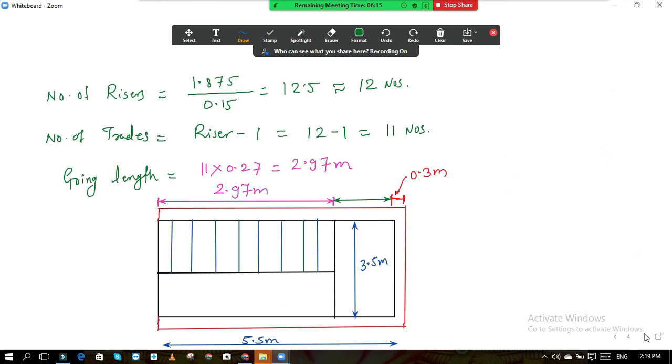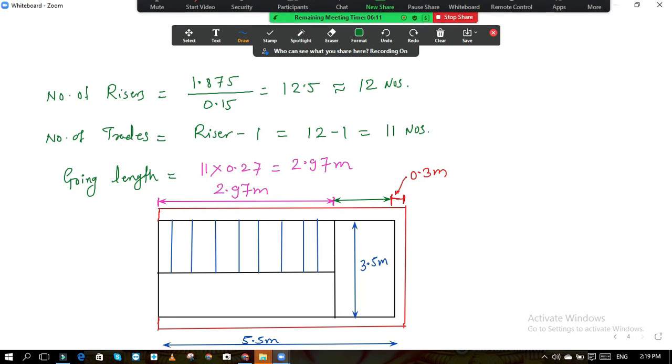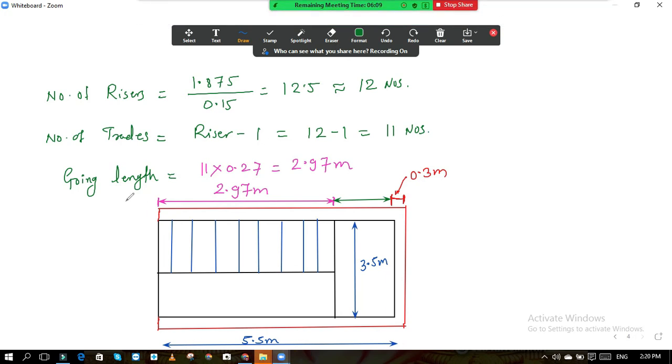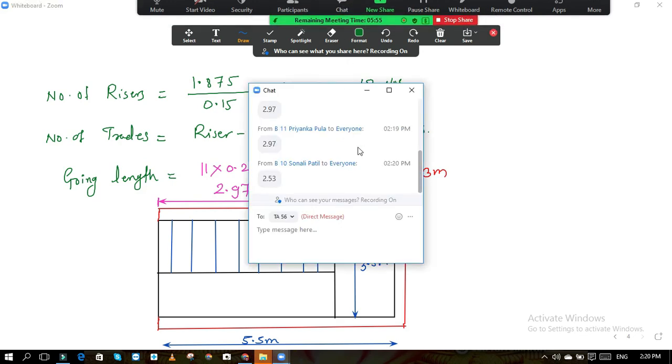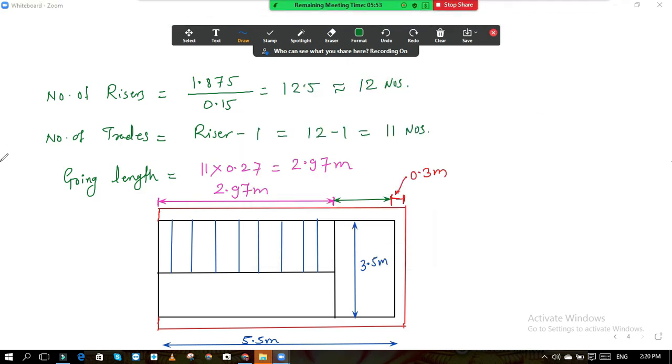How much is it? What is the answer? This total is 5.5 meter. Now this is 2.97 meter. So you can give me the answer for this landing width. 2.53. Okay, so this should be 2.5 meter. Landing is 2.5 meter. Okay.